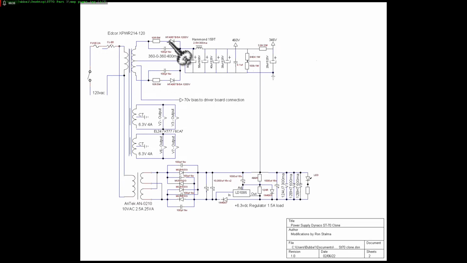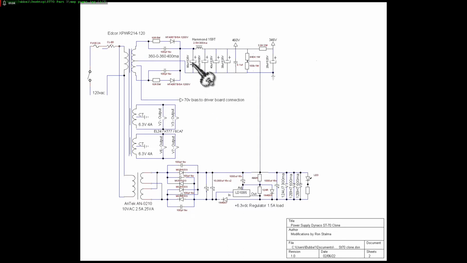I have some HEXFRED diodes in here because these guys are rated at 1200 volts. Even if you put in 1000 volt diodes, sometimes you get a little bit of stuff in there you don't want, a little bit of transients that can actually kill your diodes. These are nice and heavy diodes.